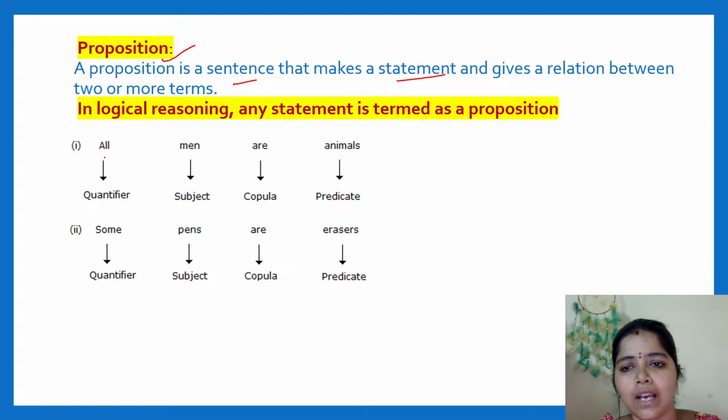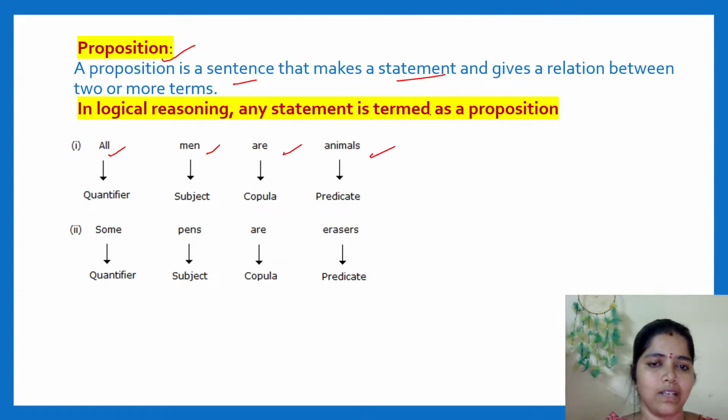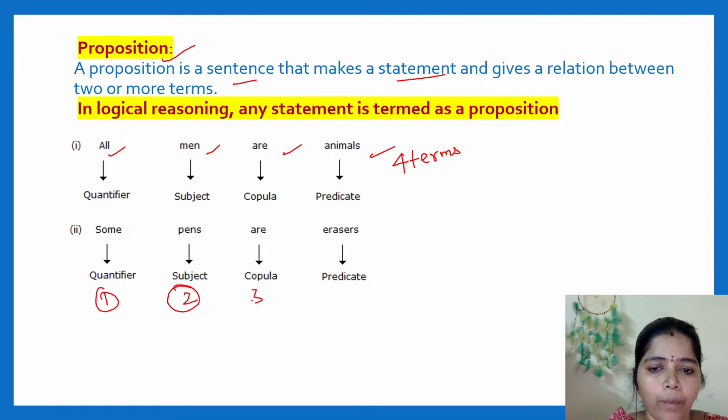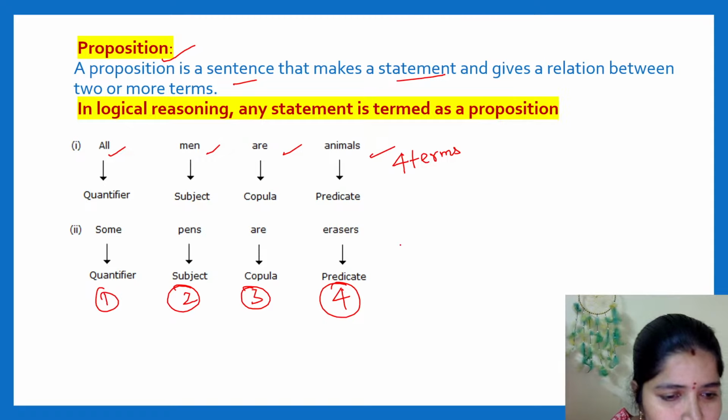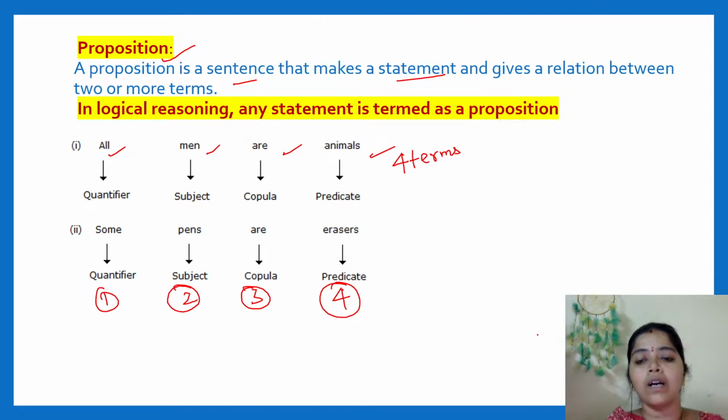For example, all men are animals. This is with respect to logical reasoning. With respect to a proposition, we have four terms. What are the terms? Quantifier, subject, copula and predicate. These are the four terms which comprise a proposition.